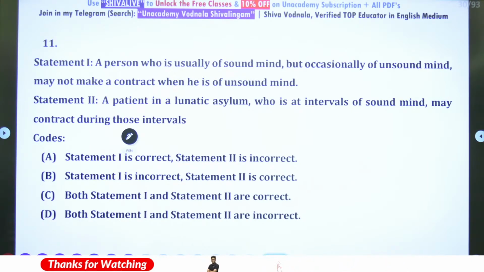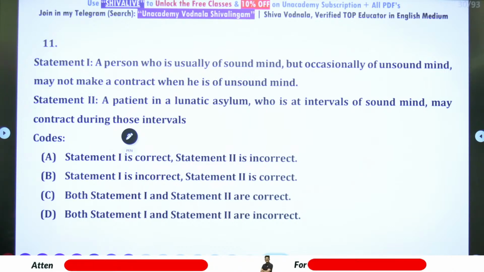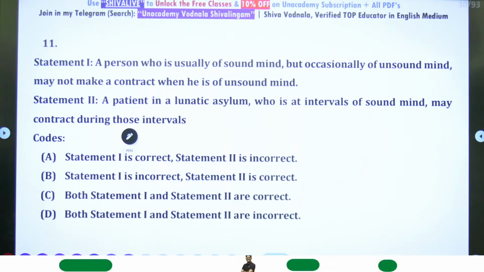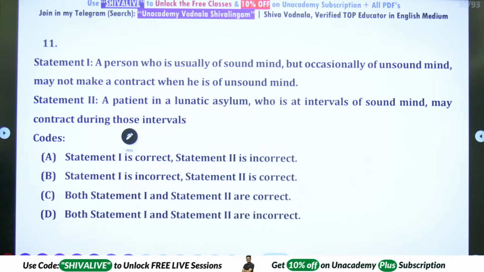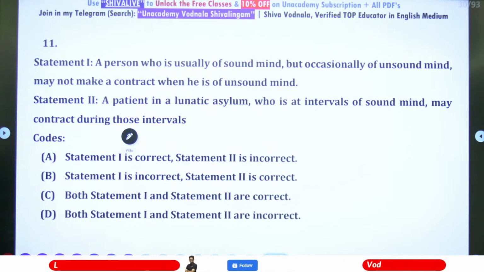Next. A person who is usually of sound mind but occasionally of unsound mind may not make a contract when he is of unsound mind. A patient in a lunatic asylum who is at intervals of sound mind may contract during the intervals.